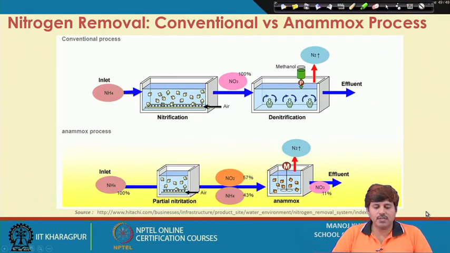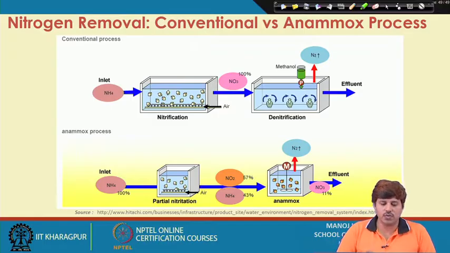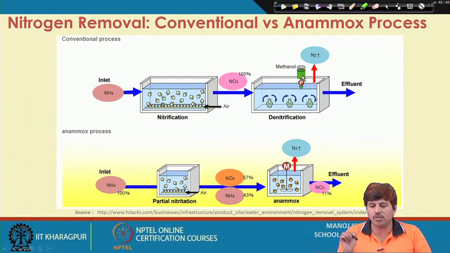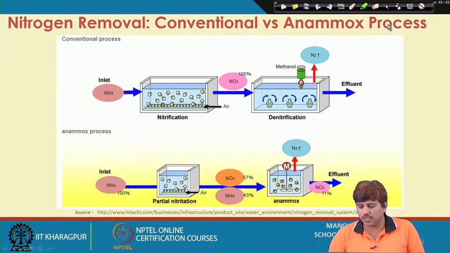Now, if we compare it with conventional processes, in conventional processes we have ammonia coming through a nitrification basin and then converting into nitrate, which goes to denitrification, releasing nitrogen and effluent, and in the process it needs methanol or some organic carbon source, whereas in the Anammox process it is just partial nitrification and then the remaining ammonia and nitrite react and form N2, okay, and a little NO3 which goes into the effluent. So, that is how the Anammox process is used.